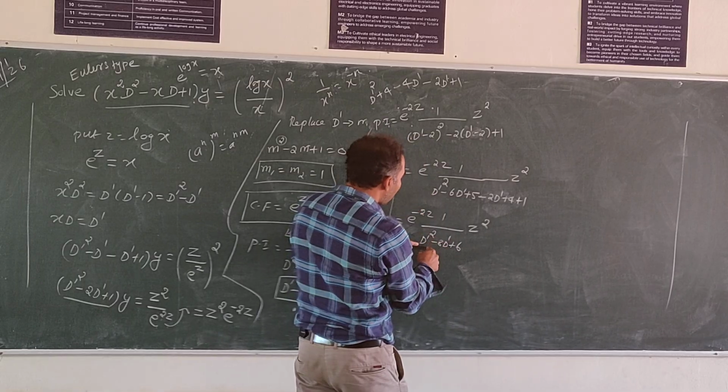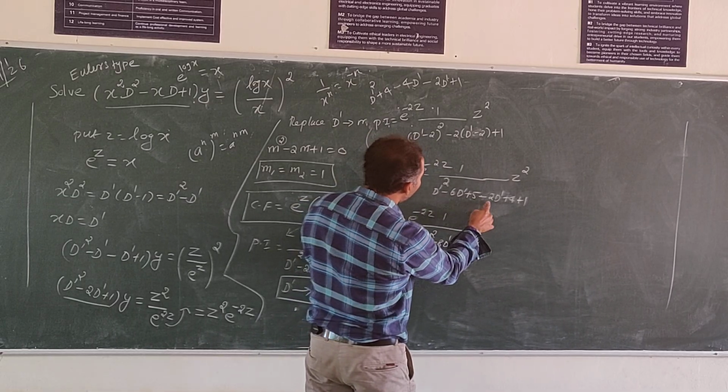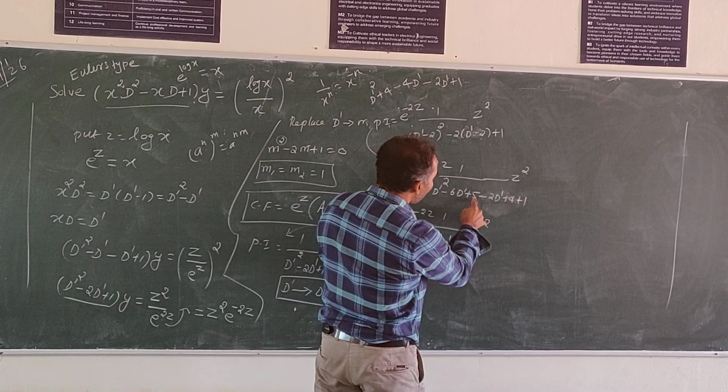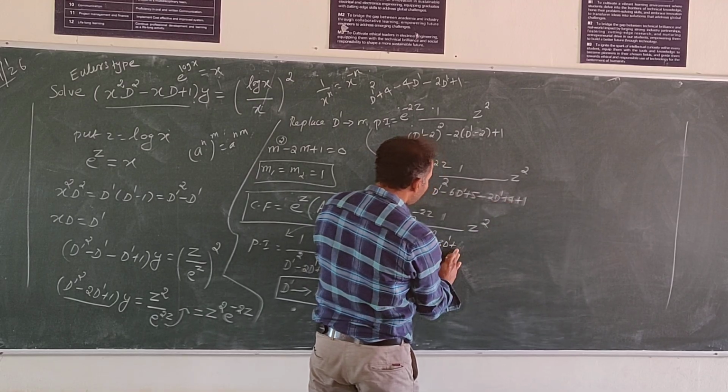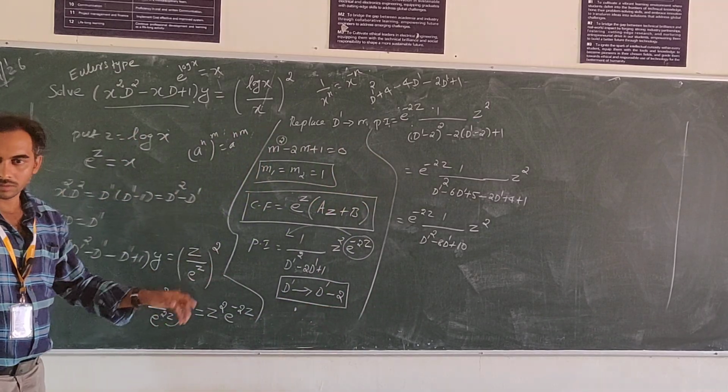Now d dash square minus 8d dash. Next plus 10. This is a 10, is it not? Okay, are we clear?